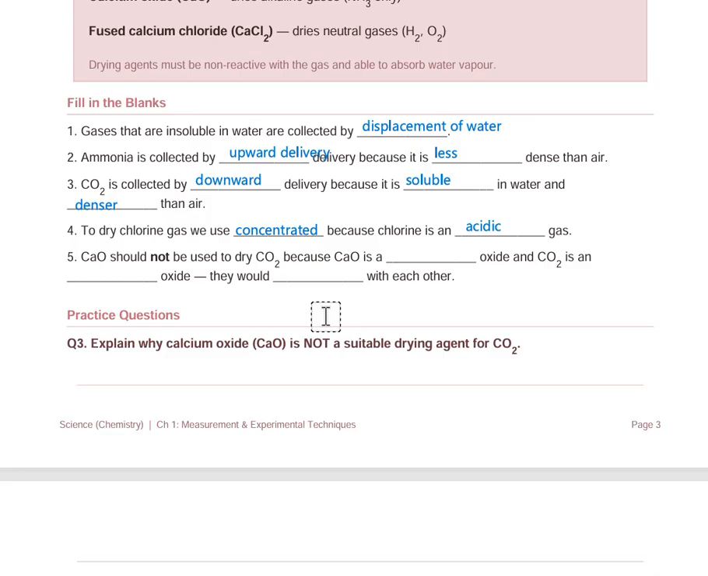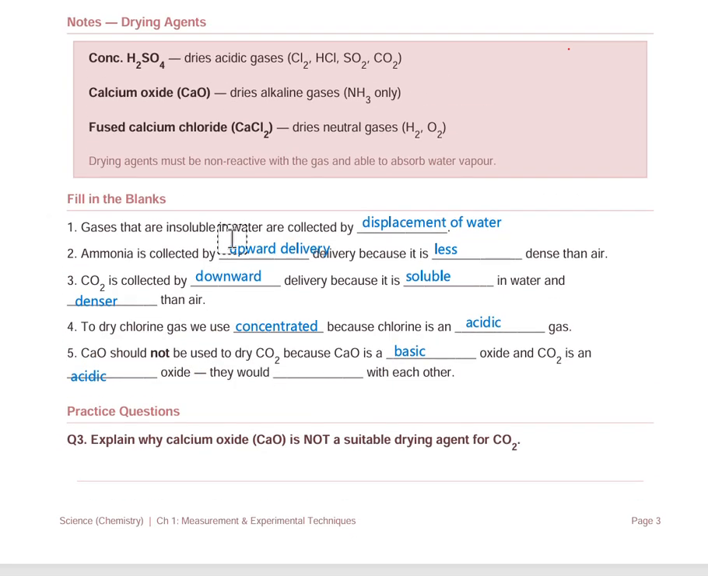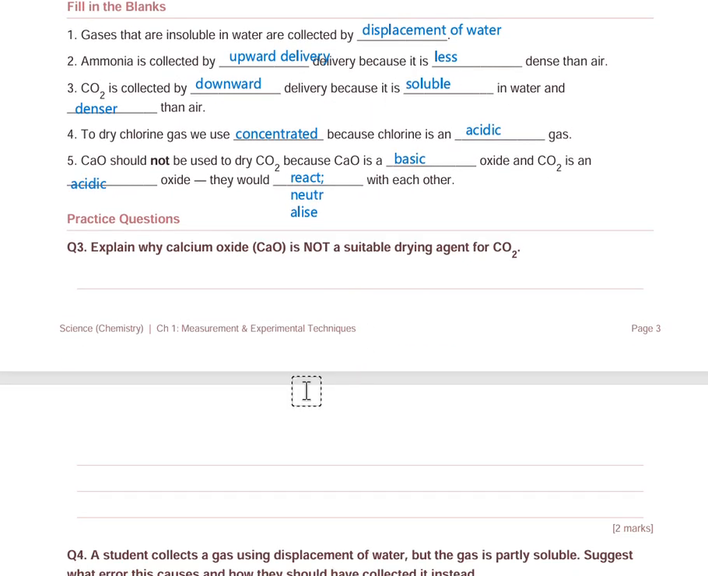Okay, so CaO should not be used to dry CO2 because CaO is a what oxide? It's actually a basic oxide, and CO2 is acidic. Let's stay over here so you can take out the notes a bit. They would probably react with each other. I think you'll learn this more in future chapters, but these are some things you might want to know. Oops, can you see the word? I hope you can. It's okay. You'll get it.